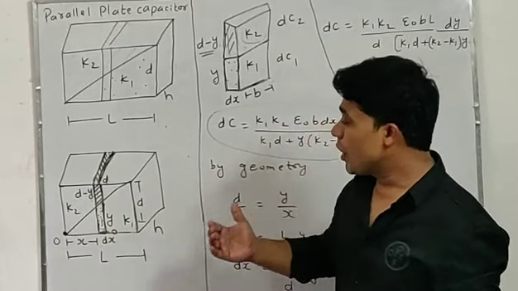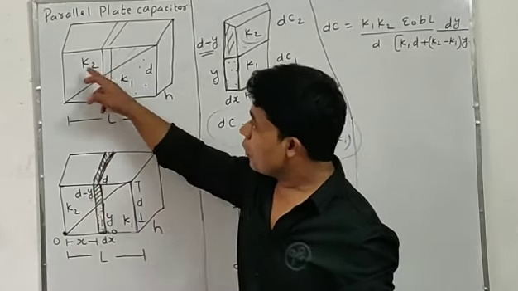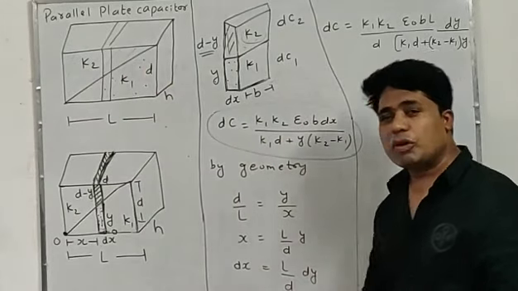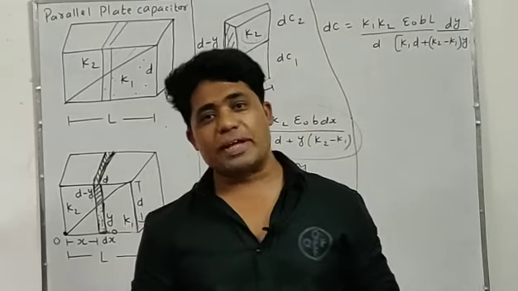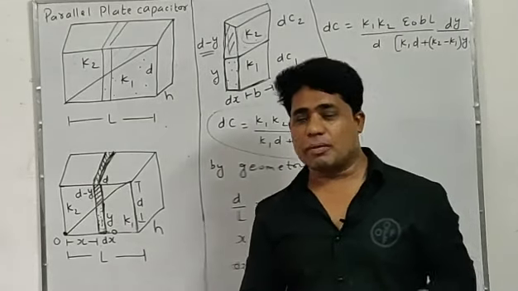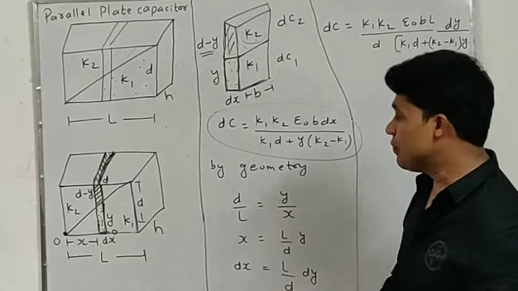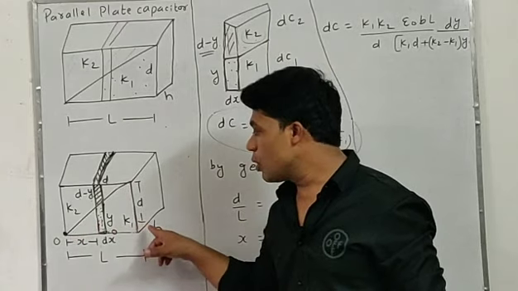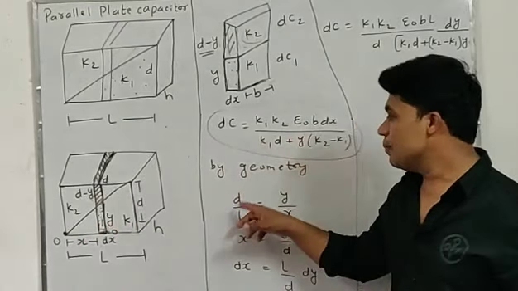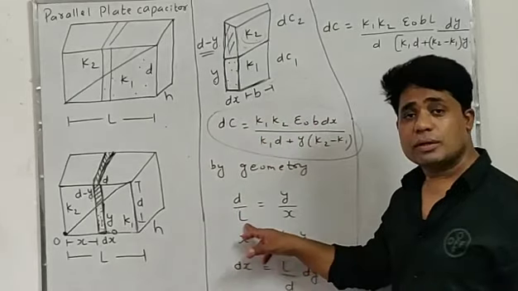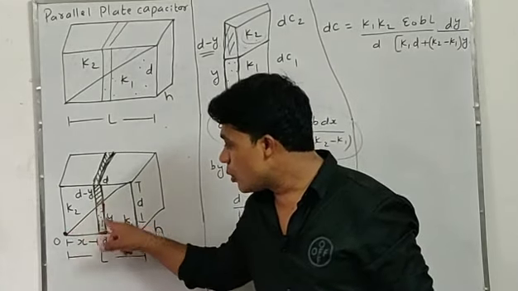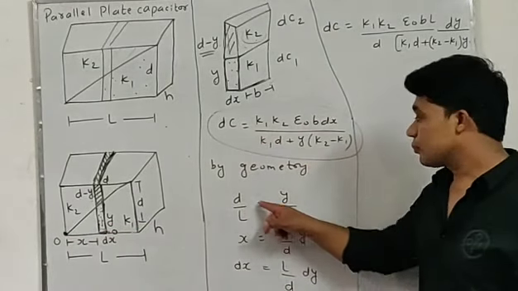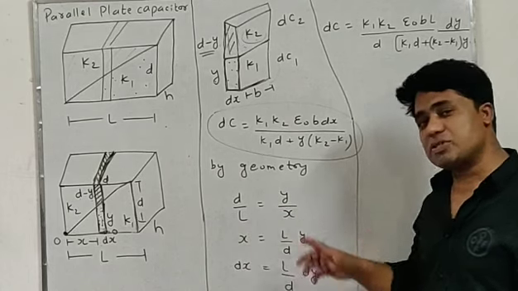We have to find the total capacitance of the parallel capacitors having dielectric constants K1 and K2. Now students, we'll use a property of triangles. If two triangles are similar, then the ratio of their sides should be equal. By the geometry, by the similarity, we can write: in this complete triangle, perpendicular by base, the perpendicular is d and the base is L. Similarly, in this small triangle, the perpendicular is y and the base is x, perpendicular by base, by the similarity.